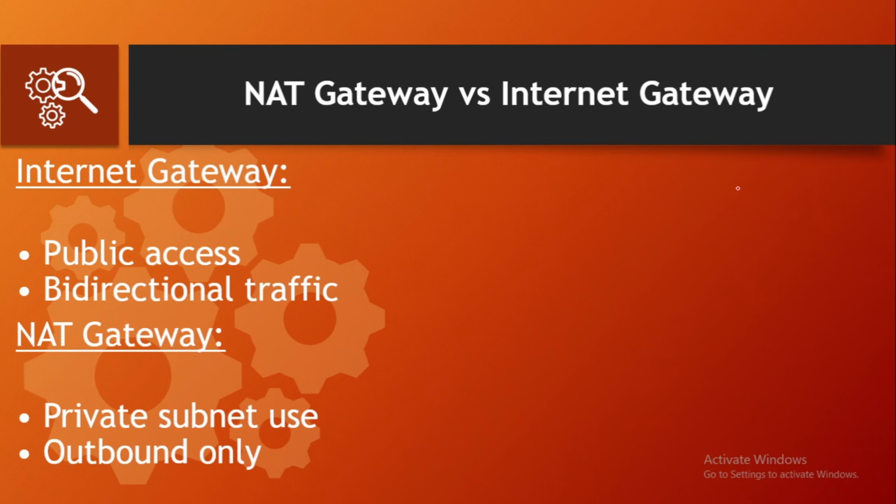Now let's compare NAT gateway with internet gateway. An internet gateway allows public access and both inbound and outbound traffic. That means it is bidirectional. That is why it is used for public subnets. On the other hand, NAT gateway is used for private subnets only and allows only outbound traffic. So the key difference here is that internet gateway is used for public access and NAT gateway is used for private access with security.